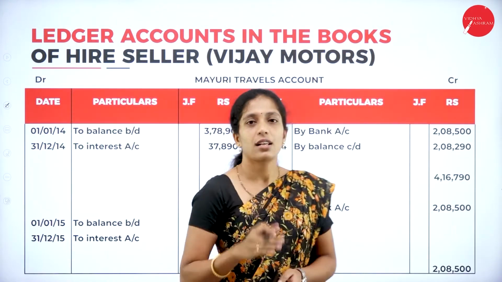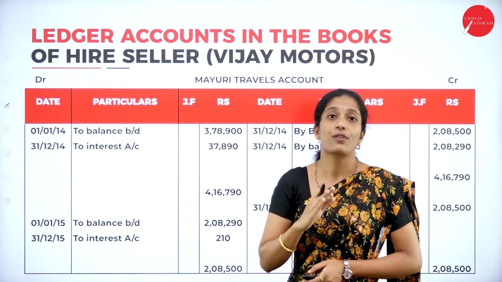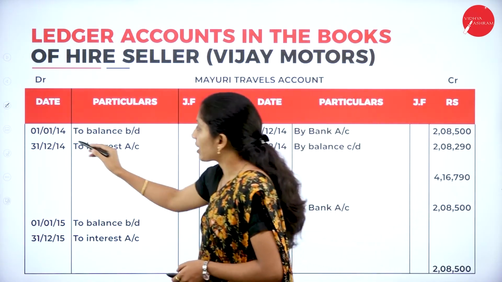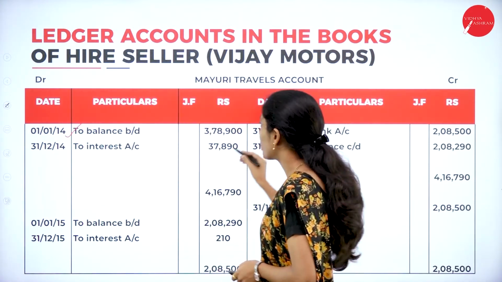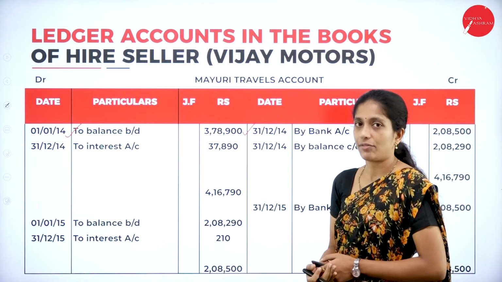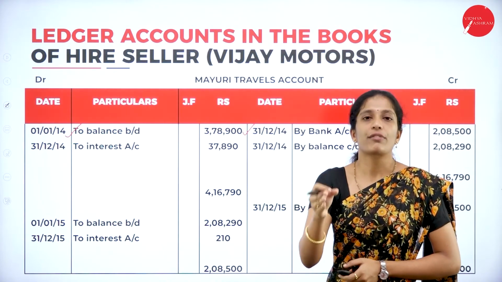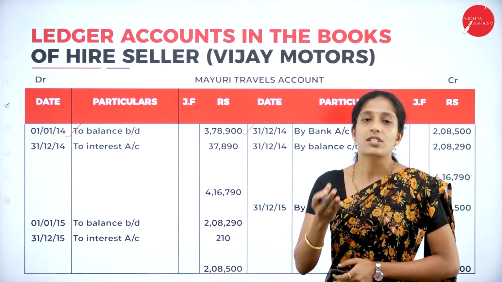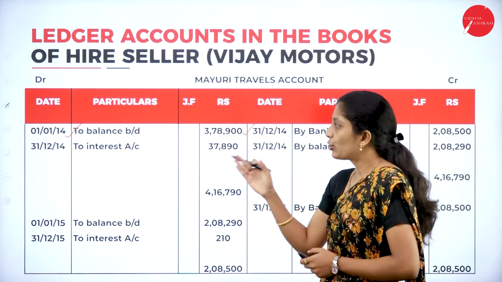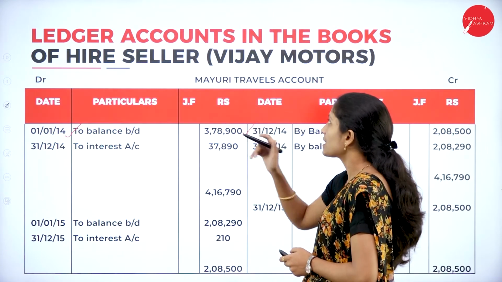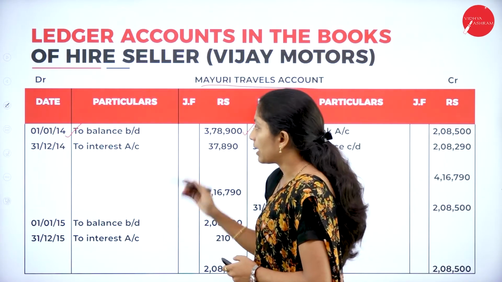Next, since the amount is paid in 4 installments, we have to prepare ledger accounts for 4 years. Whatever amount you have carried down in the previous year, you have to bring down. So 1/1/2014, to balance brought down 3,78,900. Next, for interest due, in the third year also you will not have entries for selling of the asset as well as receiving the down payment. Next is directly interest due. So what is the entry? Hire purchaser account debit to interest account. So here the hire purchaser is Mysuru Travels Limited. Clear? So hire purchaser account debit to interest account.